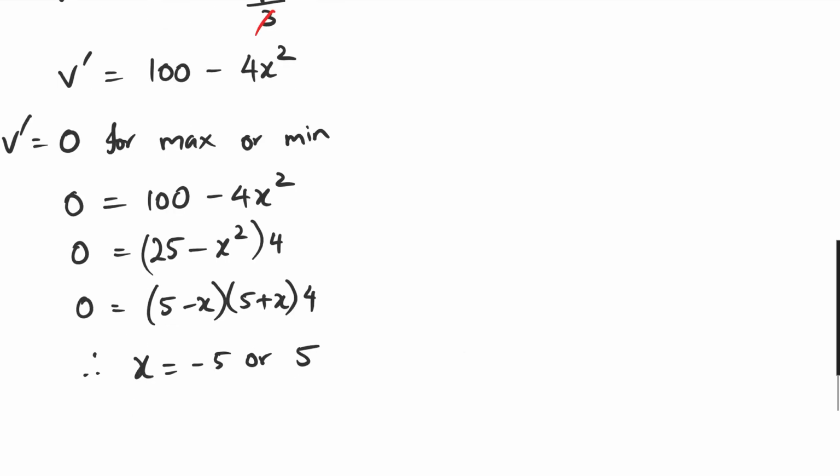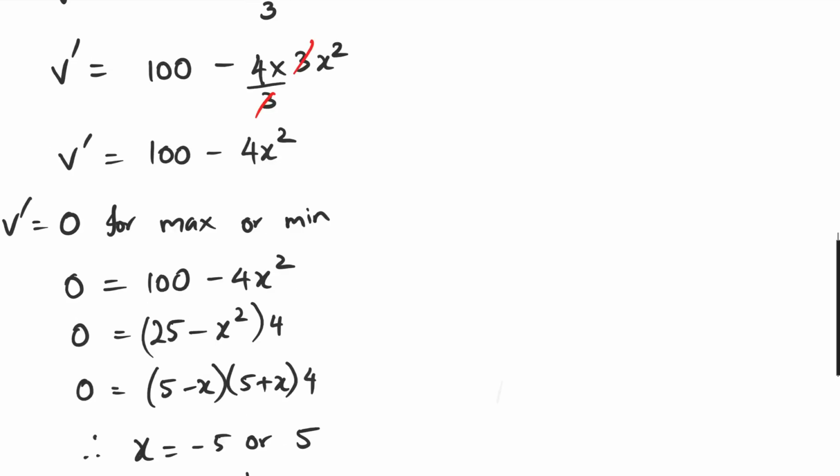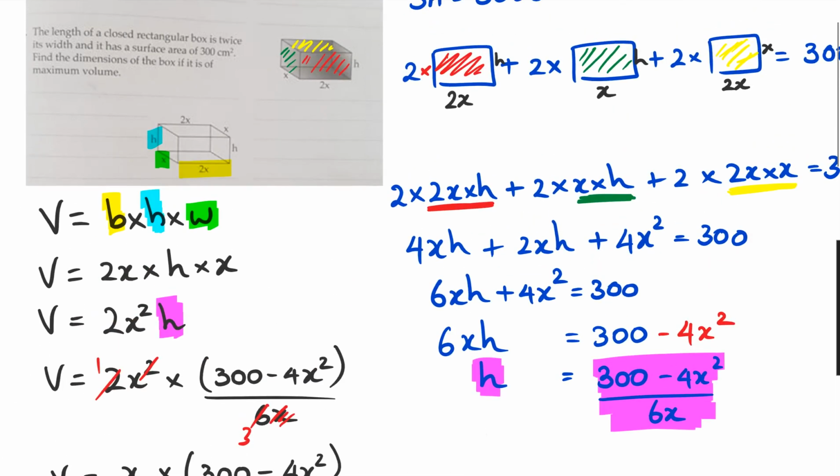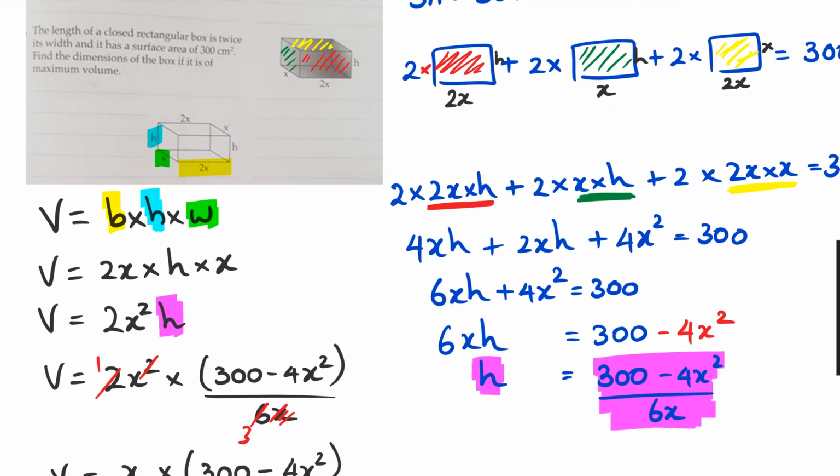But just remember, x was actually one of the lengths of the side, so x can't be negative. We're just going to write a little statement: x can't be negative, therefore x is equal to 5. Now, if we go back to our original question, our question actually said, what was the maximum volume? All right, so if I go back right to the top, it says find the dimensions of the box if it's of the maximum volume. Okay, so we're only asked to find the dimensions, so it's not actually asking us to find the volume.